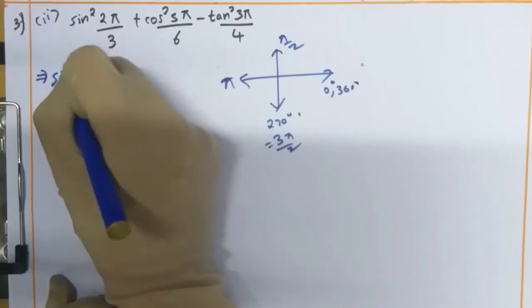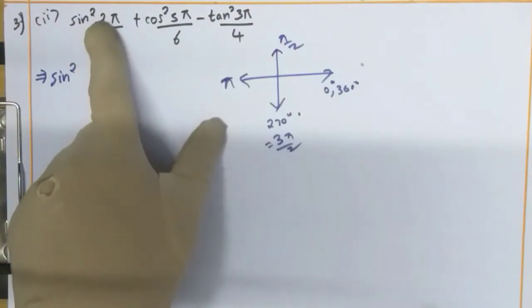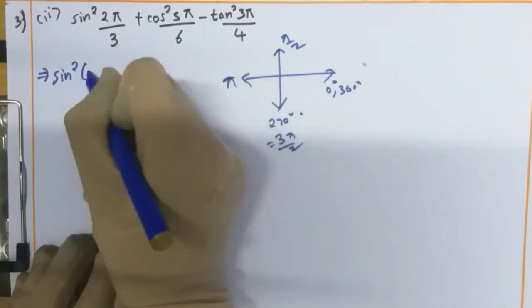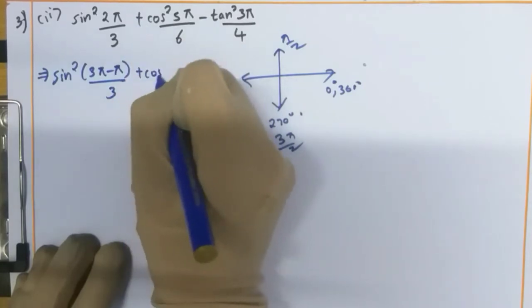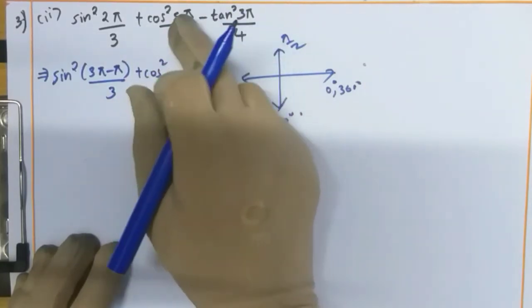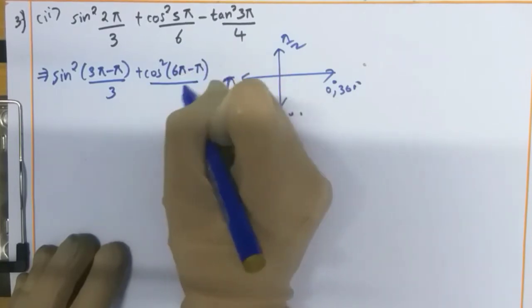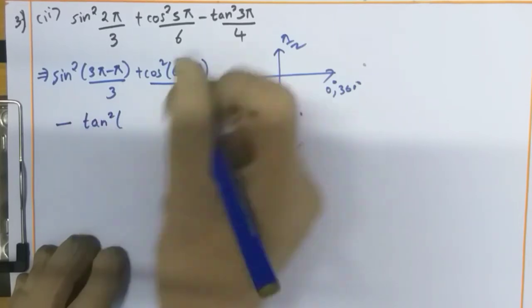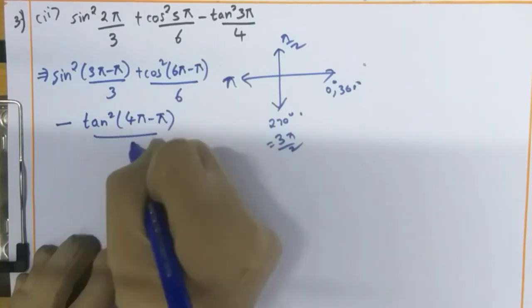How to open this, ma? This can be written as 3 minus 1 is 2. So I can write this 2 pi as 3 pi minus pi. So 3 pi minus pi, and denominator I'll write as it is. Okay. Similarly, plus cos square. What is 5 pi? 6 pi minus pi is 5 pi. So I'll write the numerator 5 pi as 6 pi minus pi. By 6 I'll write as it is. Minus tan square. I have 3 pi. 3 pi can be written as 4 pi minus pi by 4.